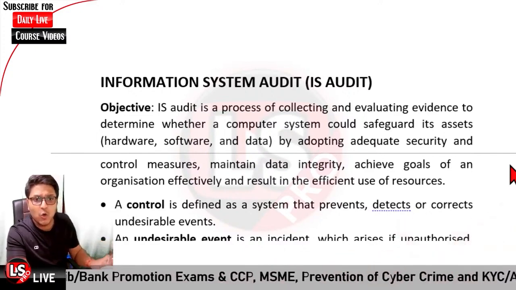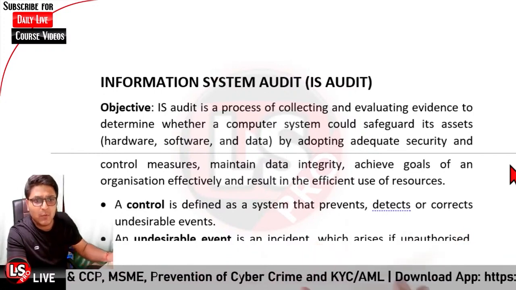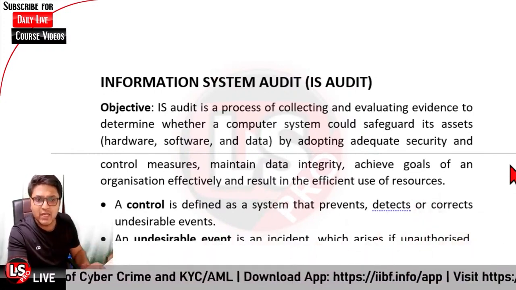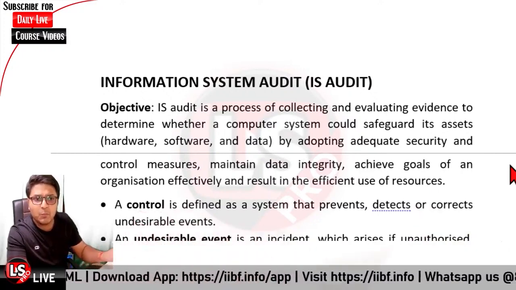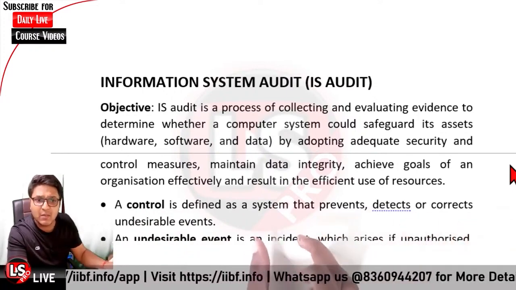Okay. So control is defined as a system. What is control? Control is basically a system that prevents, detects and corrects undesirable events. We have already read about it. Control is a system that prevents it, detects it, and further corrects the undesirable events.